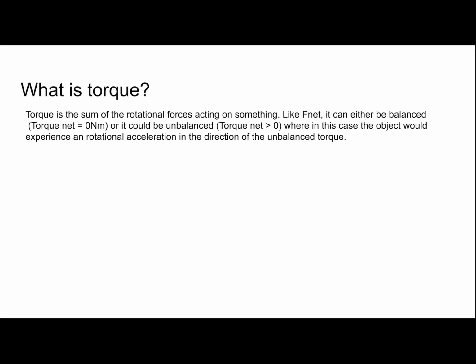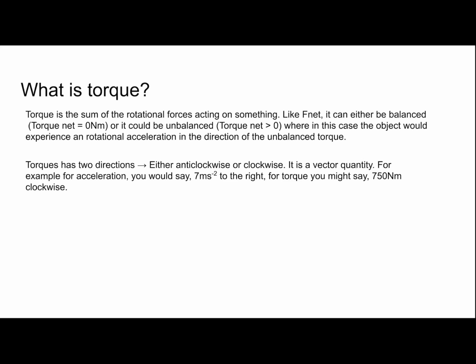The unit for torque is Newton meters, Nm. And if I say it's balanced, that means all the torques are balanced, which means that the clockwise torques and the anti-clockwise torques are equal. That means there will be no rotational acceleration, and the object will remain stationary in terms of rotational acceleration. If the torques are unbalanced, then it will experience rotational acceleration in the specific direction that it is unbalanced in.